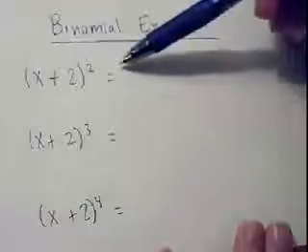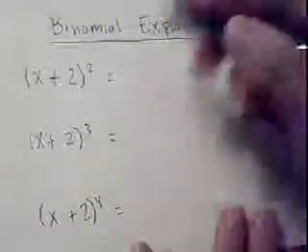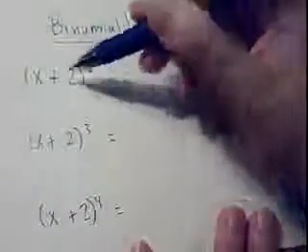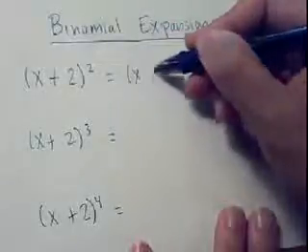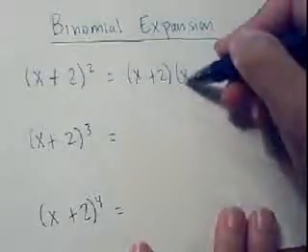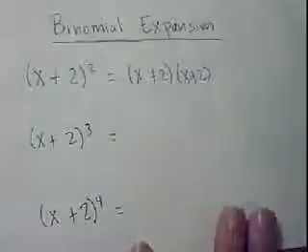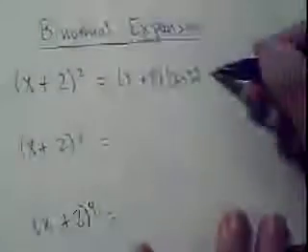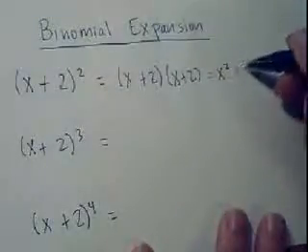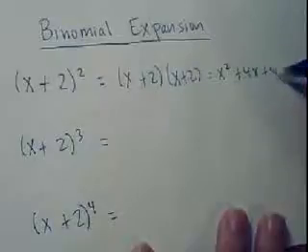You can do this by normal multiplication, where you would write out however many the exponent says. So in this case, x plus 2 squared would really mean x plus 2 times x plus 2. We would FOIL and get our answer. This one would end up being x squared plus 4x plus 4.